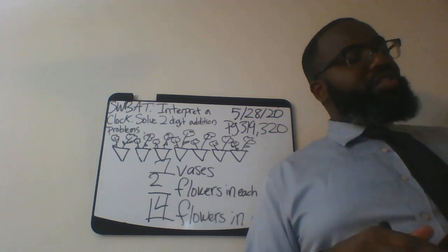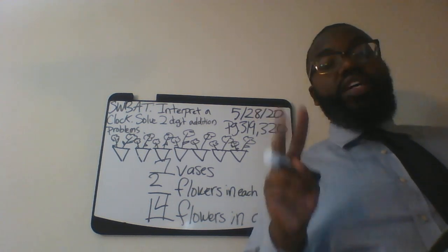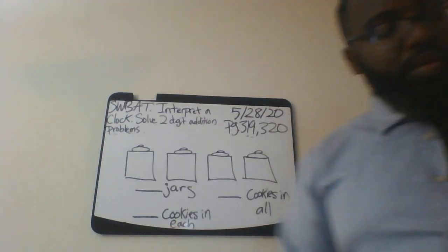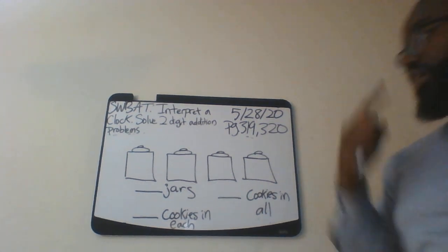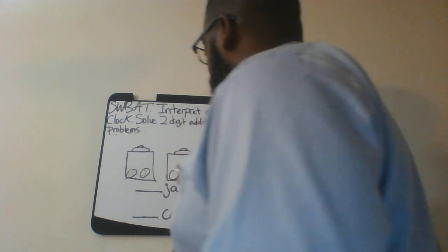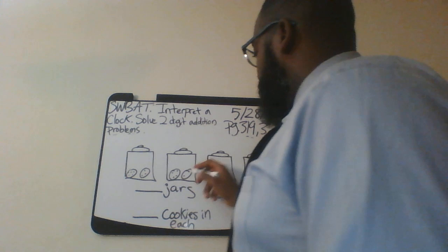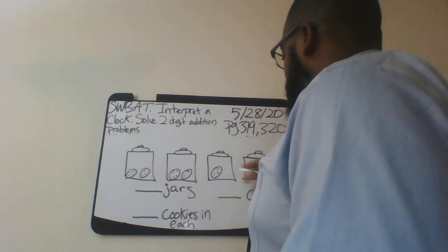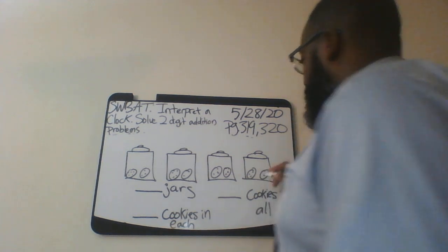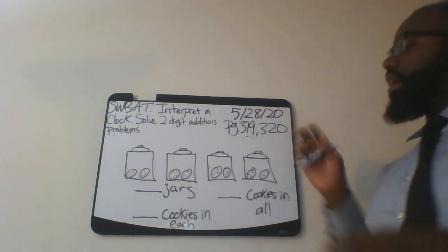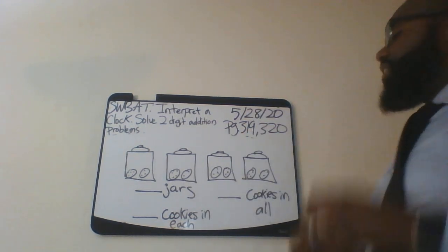But let's look at number 2. It tells us to draw 2 cookies in each jar. Okay, so I'm going to draw 2 cookies. Little dots on it. 1, 2. 1, 2. 1, 2. 1, 2. All right, so I have my jars. Now I actually draw 2 cookies in each jar.